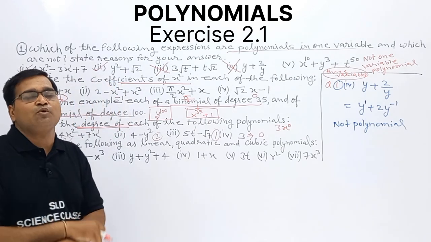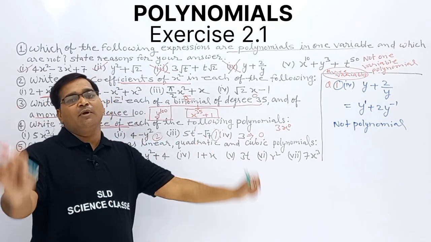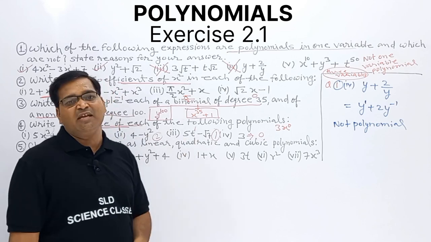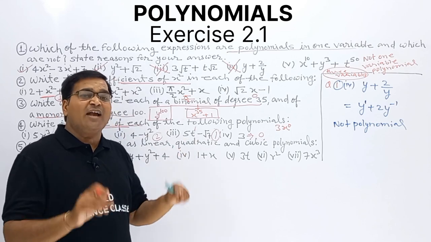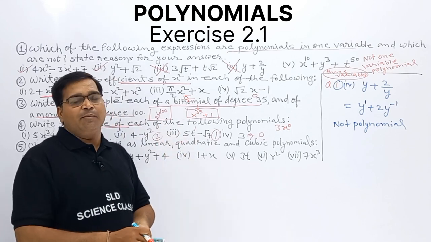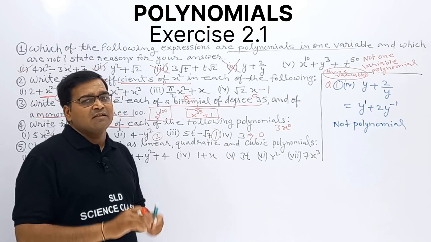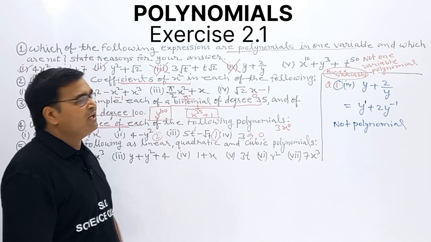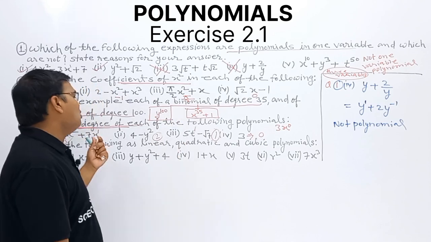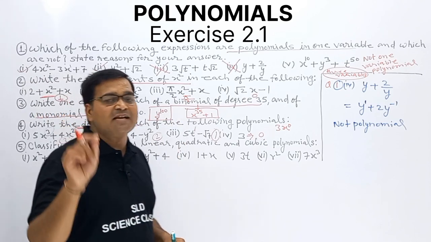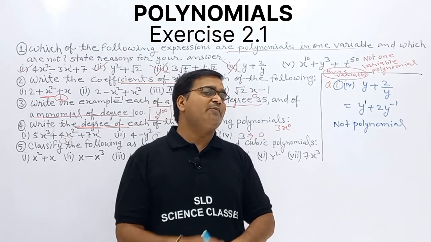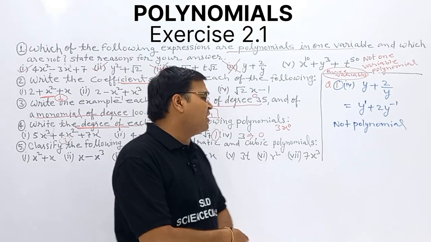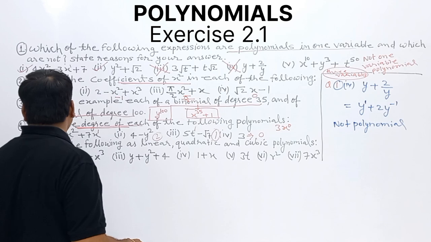In your syllabus we have one variable polynomials. So how will we find the degree of a one variable polynomial? Like this. If we have a two variable polynomial, that has another process, but in our syllabus we have only one variable polynomials. So for a one variable polynomial, the maximum power of the variable will be the degree of that polynomial.